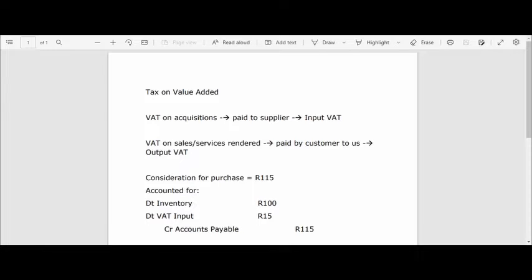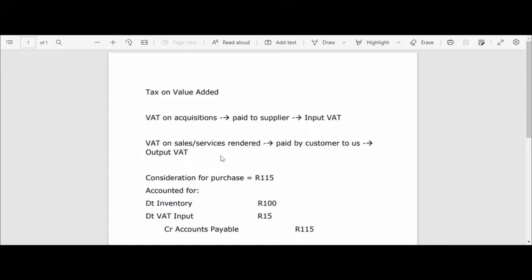So when we receive money from them, it will be the amount that belongs to us, which we will set as a factor of 100, and it will be the output VAT, which has a factor of 15 or 15%, that does not belong to us, that belongs to the revenue service. And then our output VAT less input VAT is the amount that we have to pay over when we submit our VAT 201 return.